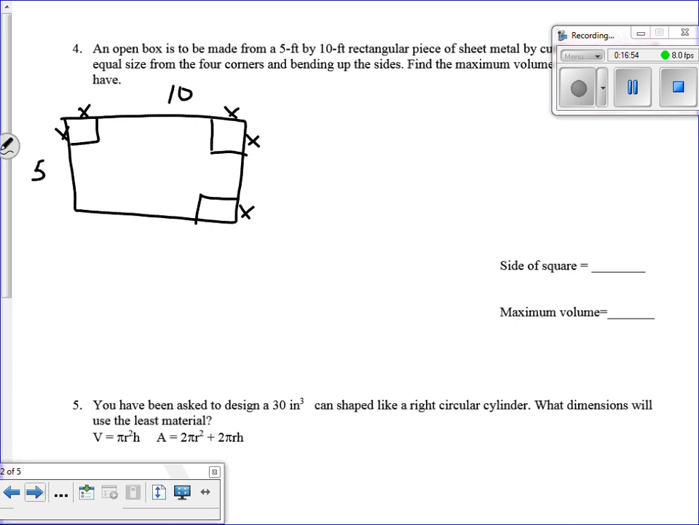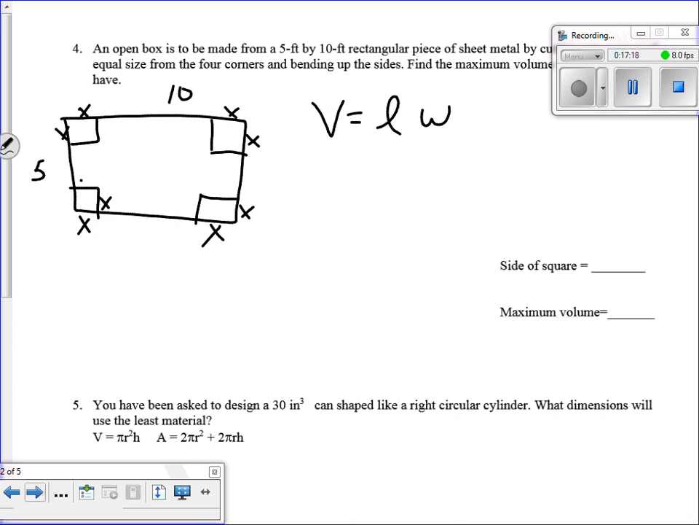So you cut out 4 equal squares, and you fold the sides up, and that creates a box. So any of these squares here are thrown away, and you fold up the sides. Now, we're trying to find the maximum volume of this rectangular solid. So we need to write a formula for volume, because that's what we're trying to optimize.